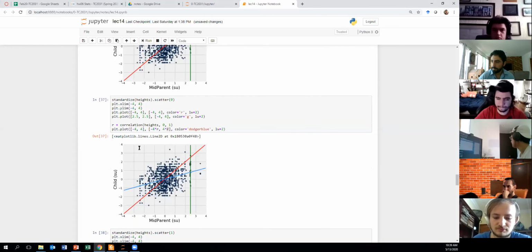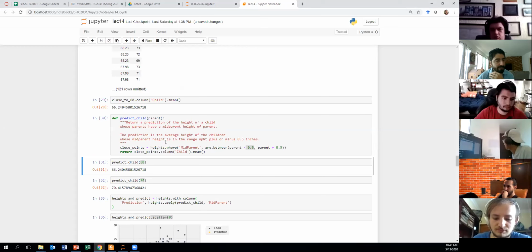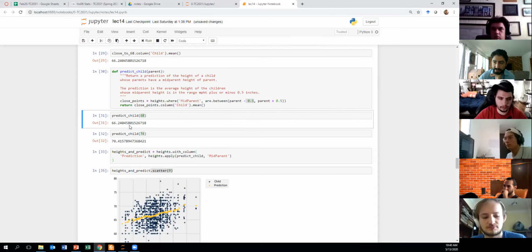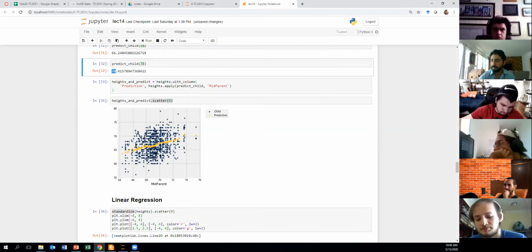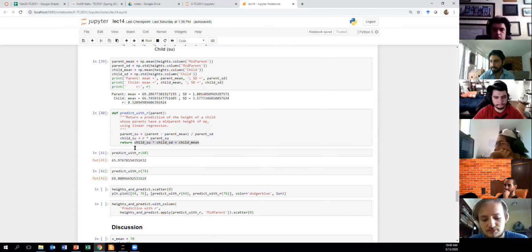If I go up, what we did here, you get this using the mean, using the average of the data. So you can see it's pretty much close to this. Using R, you get 65 here, and you get 69.8 for this one. So you can see we're getting pretty close data using our R value as well.